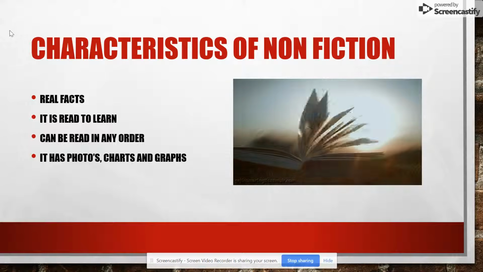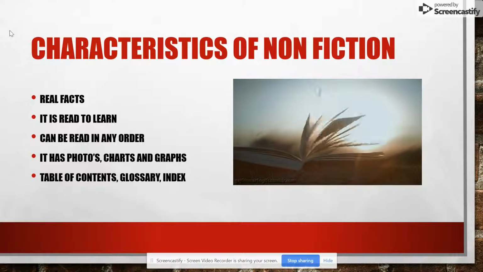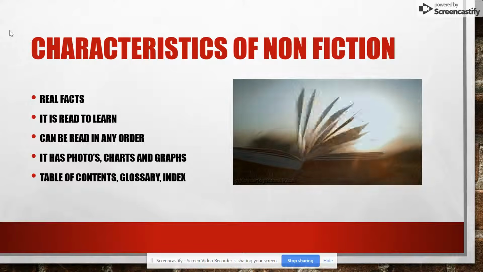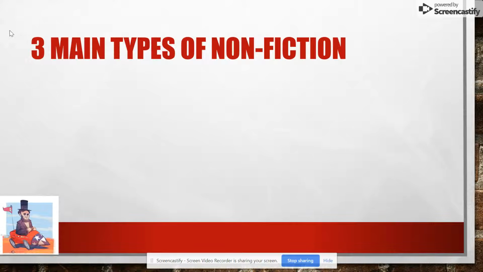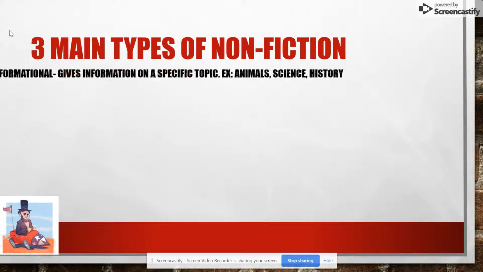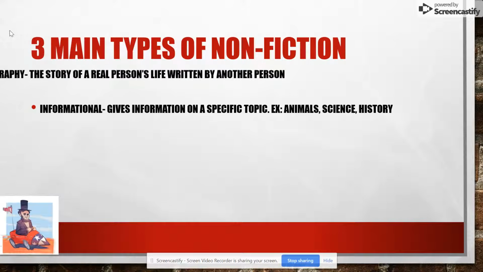It has photos, charts, and graphs, and sometimes a table of contents, a glossary, and an index. All of these help you locate important information. There are three main types of nonfiction. The first type is informational. It gives information on a specific topic, such as animals, science, or history.